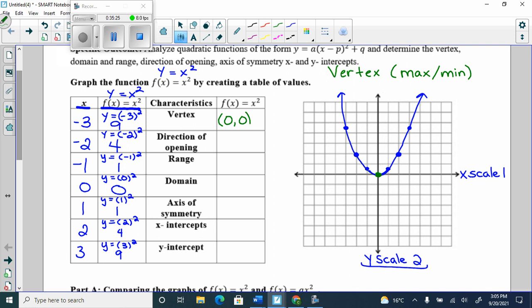Okay. What's the direction of the opening? Up. Yes, it is. It's up. Crazy snakes, but that's what it is. It is up. Are you ready? Axis of symmetry.